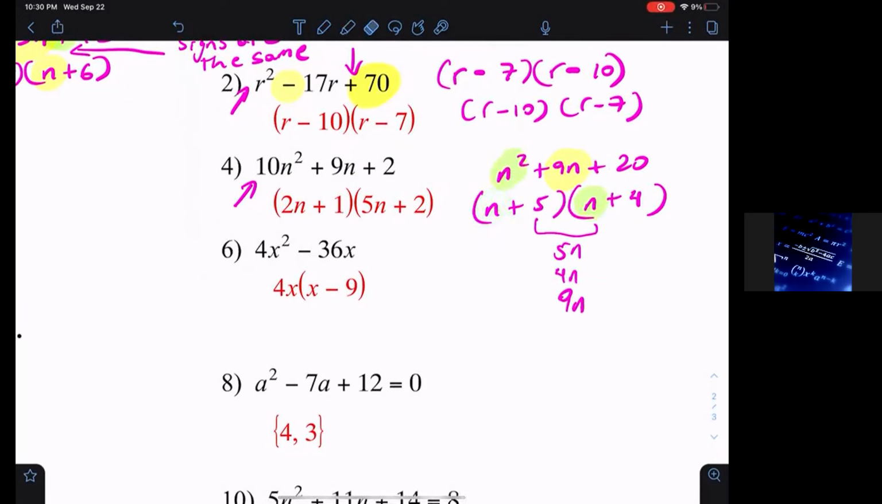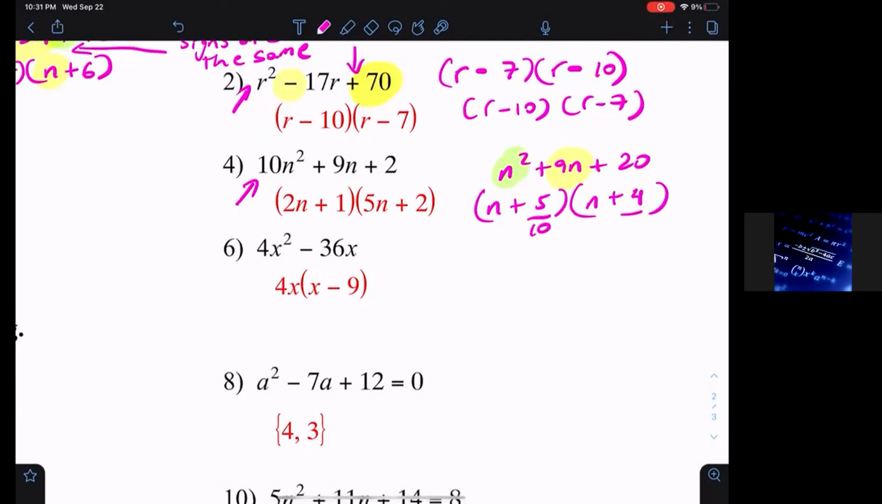So that's it. But before you say that this is the final answer, remember that when you do the AC method, you multiply by 10 to make it simple. However, that was not the original algebraic expression, so you need to divide by 10. Okay? So this is going to be n plus 1 over 2, right? And then you have n plus 2 over 5.